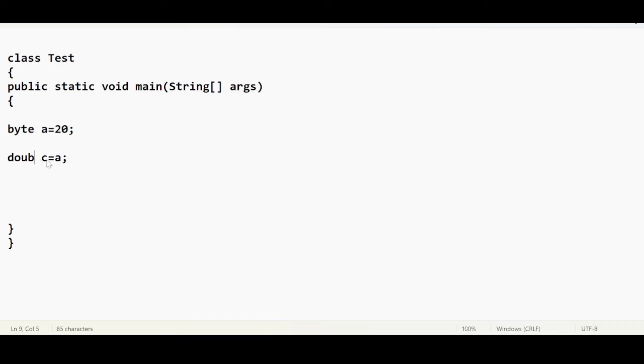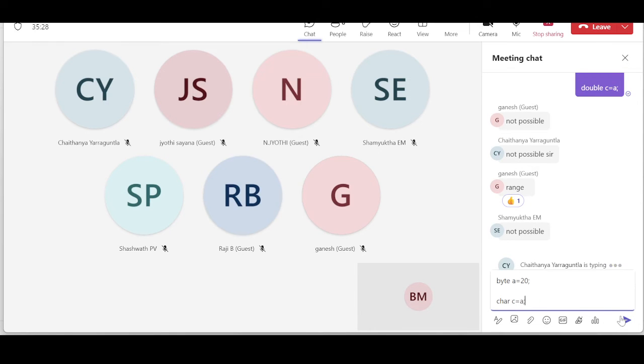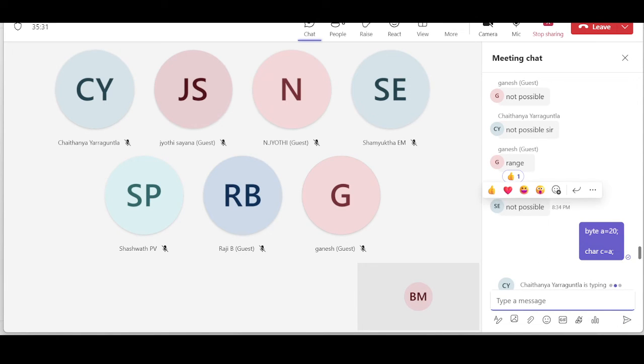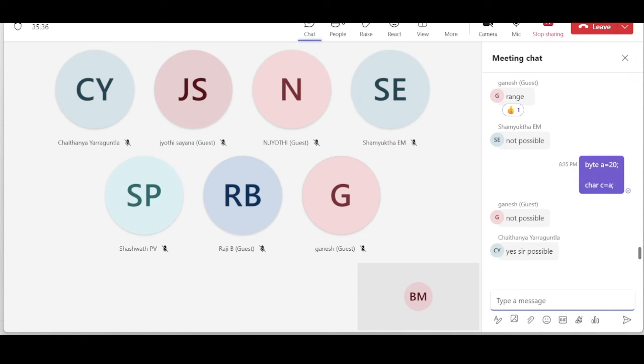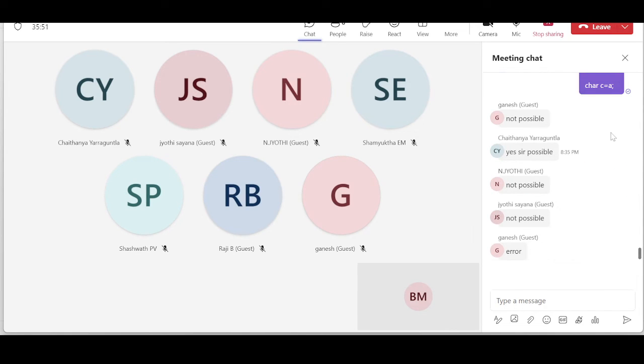Right now you tell me, 20 to character. Possible or compile time error? Not possible. Are you saying possible? When I say not possible, there are distinct answers. Samyukta has just delivered the answer not possible just now. Okay. What about others? Jyoti, Raji, who are they? No response. Ganesh says error. Okay, let us see this.